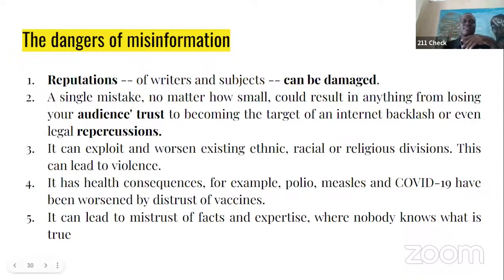So these are important dangers of misinformation, and all of us should be very, very careful when we deal with information so that we don't become contributors to an information ecosystem that is not healthy.